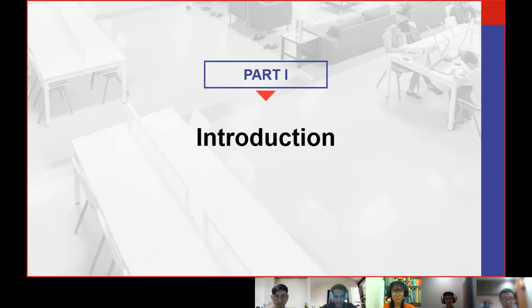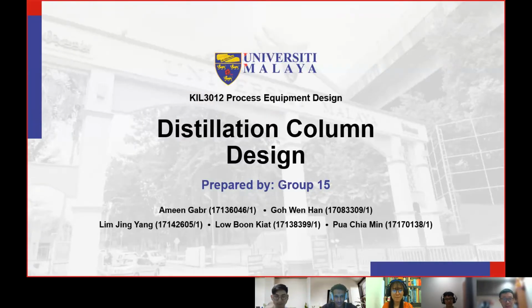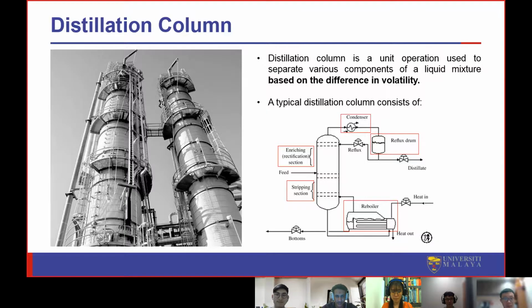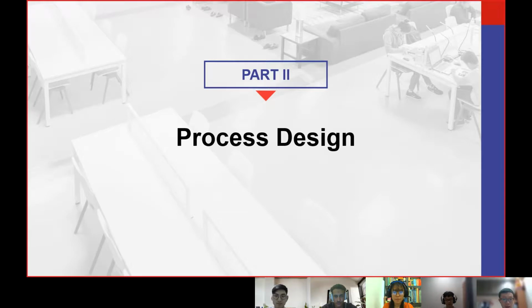I'm Bunket. Today we'll present our case study on distillation column design. As an introduction, a distillation column is a unit operation used to separate various components of a liquid mixture based on the difference in volatility. A typical distillation column consists of a column, condenser, reflux drum, and a reboiler. Next, we will move to process design.